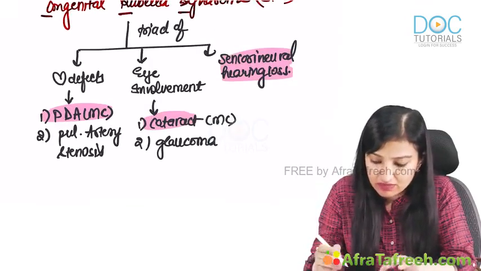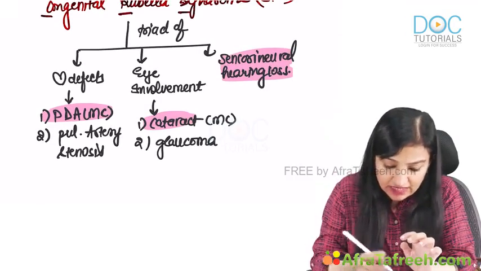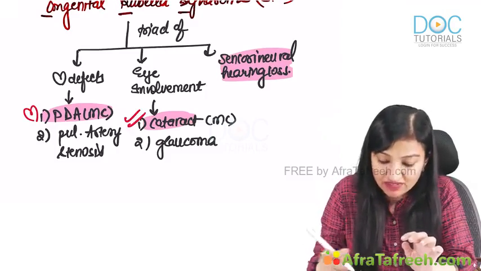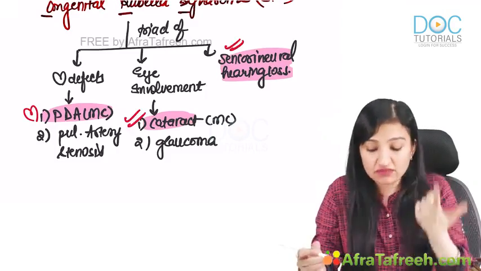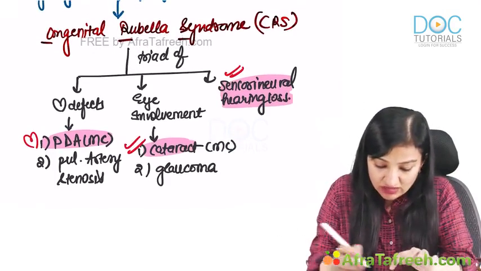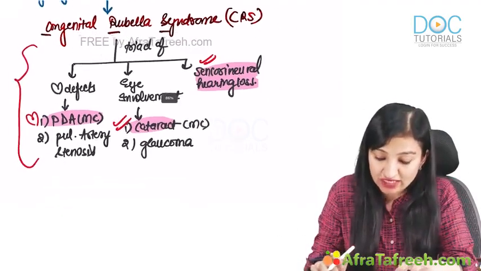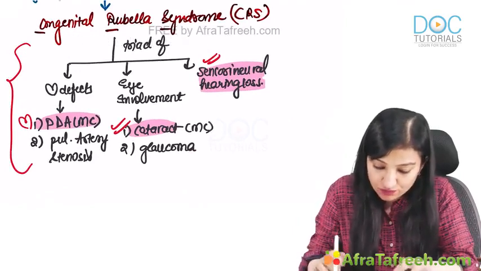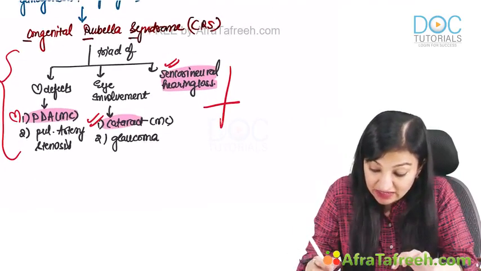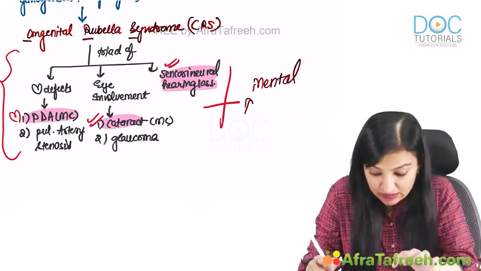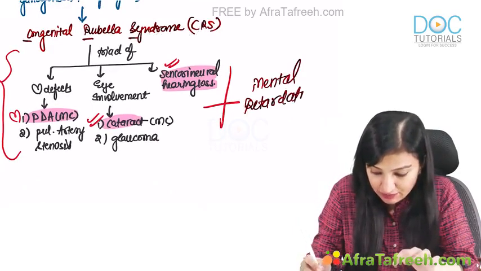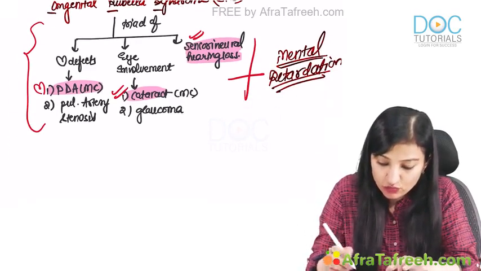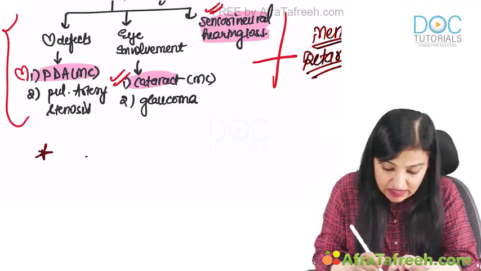So just remember a little memorizing tip. Dil laga ke andha behra hona. Heart manifestation, eye manifestation and deafness. So these are the features of congenital rubella syndrome. Plus there is one more feature also going to be present, that is mental retardation.